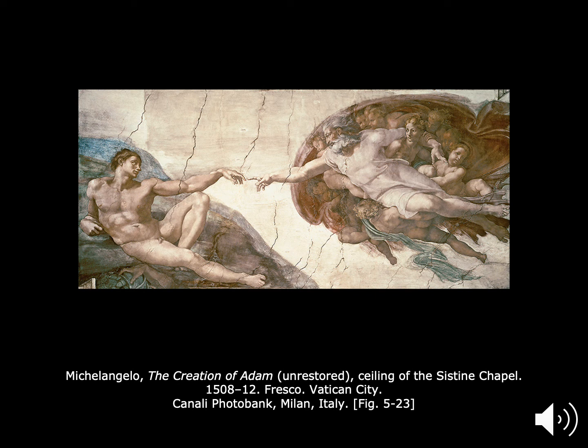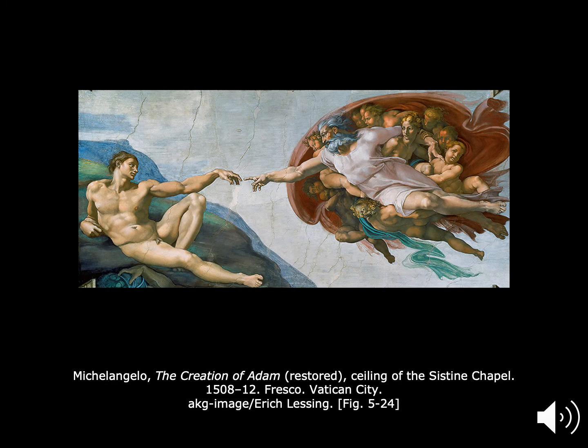Here you can see Michelangelo's The Creation of Man before it underwent restoration. Here is the same painting after layers of dirt and smoke have been removed. It is now much closer to Michelangelo's original colors. See how the painting has much more depth now that the intensity of all the colors has been restored.